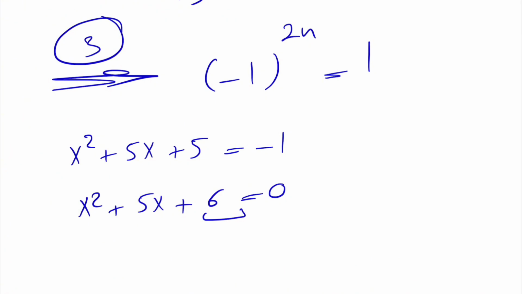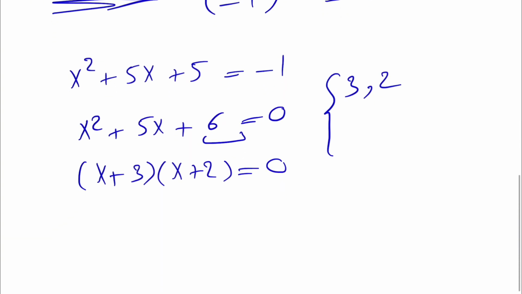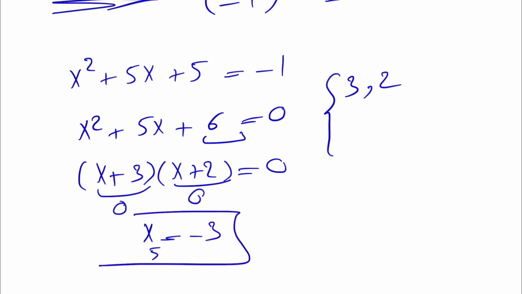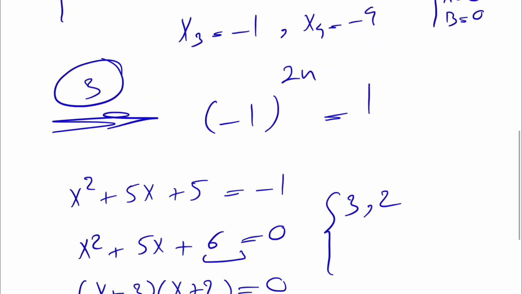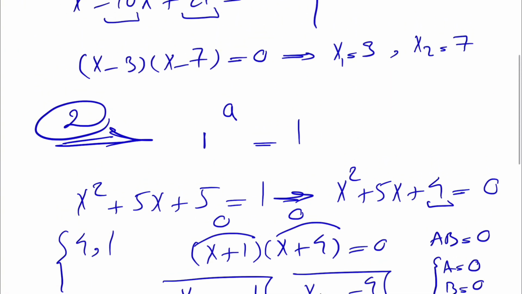Again, we have two numbers that multiply to 6 and add to 5. Those two numbers are 3 and 2. So we can write this down: (x plus 3) times (x plus 2) equals 0. Again, each of these can be 0. So x equals minus 3, and the other x that we have is minus 2. So far we have 6 answers, but that doesn't mean that all of these are acceptable.